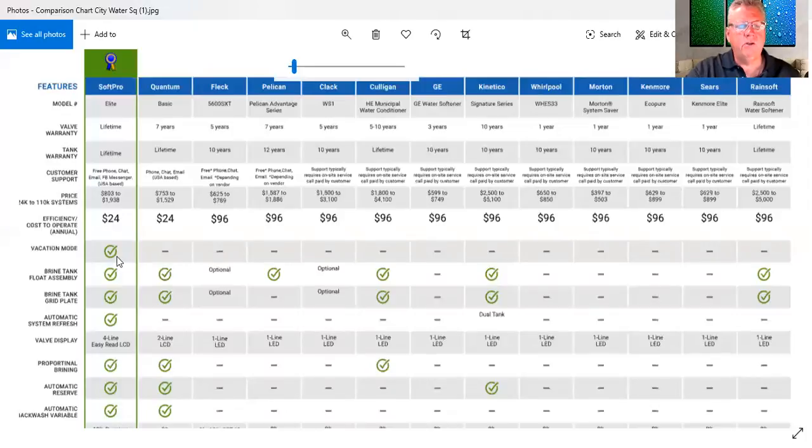The vacation mode: the Soft Pro Elite system does have a vacation mode, so you can set it when you go away. So the system won't waste any water or salt while you're gone. The rest of these systems do not have that feature.